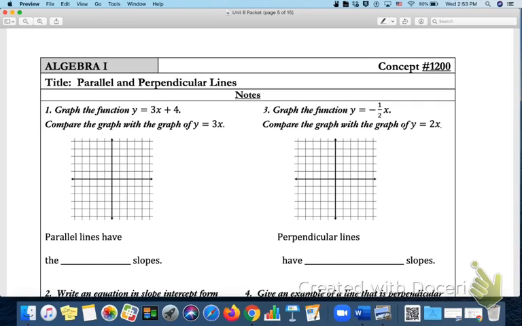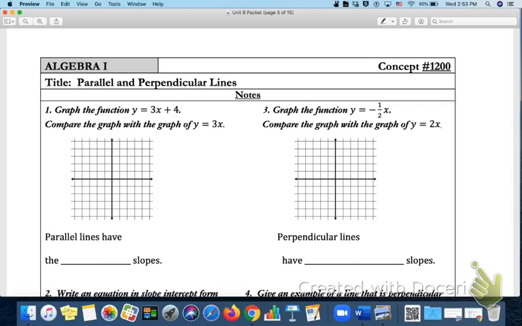Let's review that parallel lines are two lines that run next to each other, similar to train tracks, but never intersect. Perpendicular lines are lines that intersect at a 90-degree angle. Okay, now that we reviewed that, let's look at this first example.